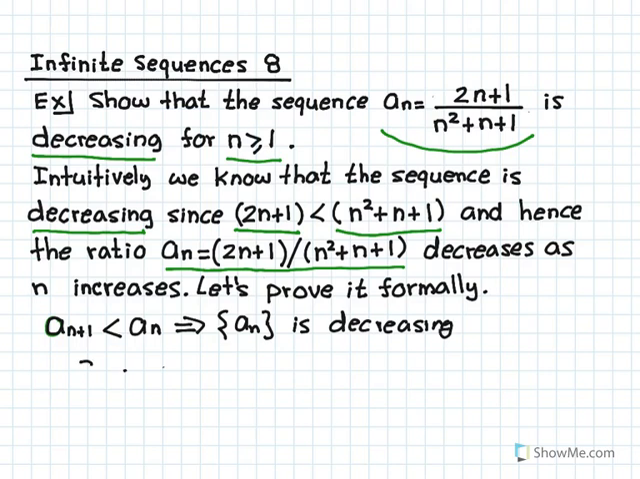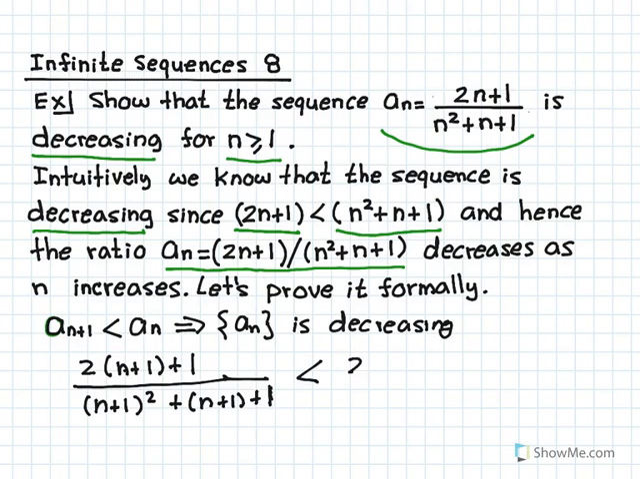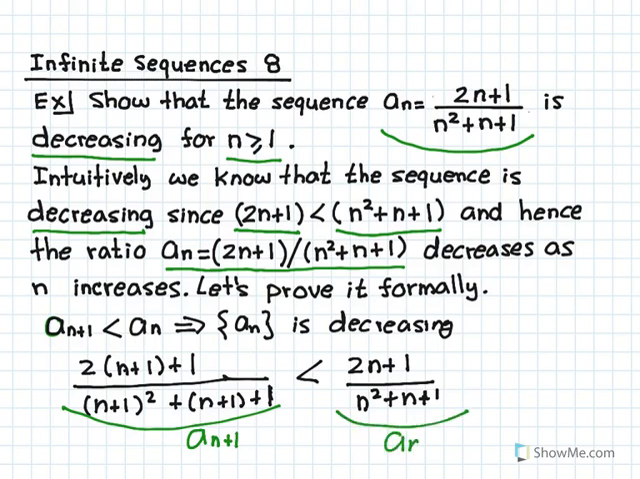So that means that 2 times (n plus 1), but now n is n plus 1, so 2 times (n plus 1) plus 1. So substitute n plus 1 for n, divided by (n plus 1) squared plus (n plus 1) plus 1, is less than (2n plus 1) divided by (n squared plus n plus 1). So all of this is a_(n+1). So basically substitute n plus 1 where you see an n. And this is a_n. We would like to prove this.